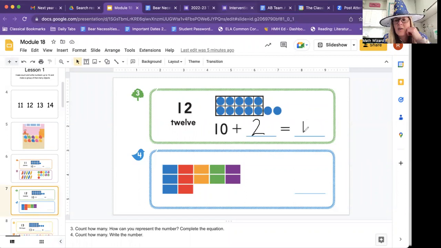So let's write that. 1, 2. And make sure your 2 is going the right way. I know your 1 won't be going backwards, right? You can't make it go backwards, but make sure your 2 is going the right way.